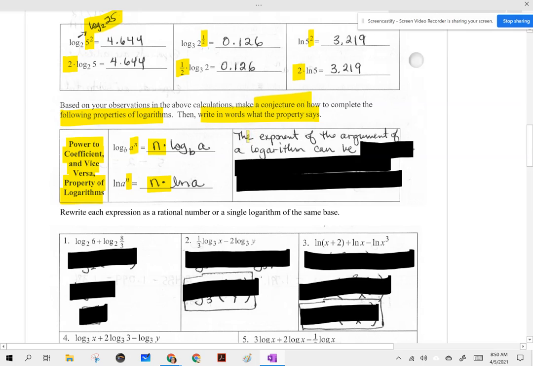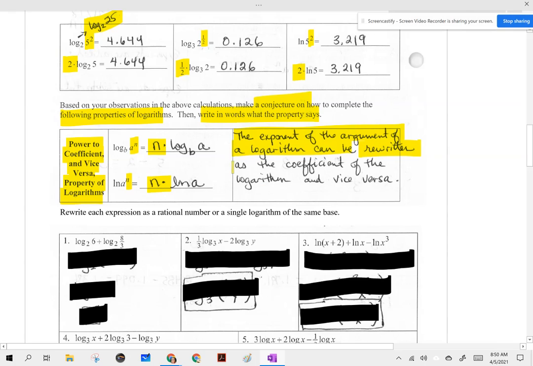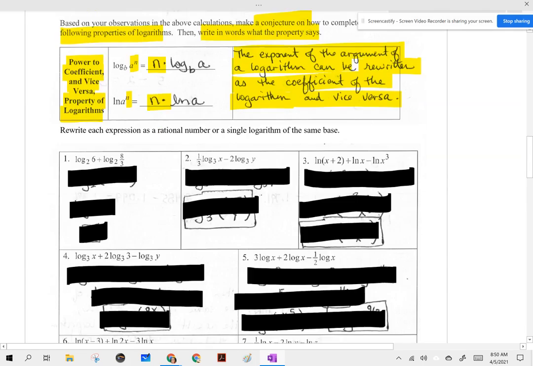So the exponent of the argument of the logarithm can be rewritten as the coefficient of the logarithm and vice versa. So again, if I had a coefficient of a log, I could rewrite that as an exponent of the argument. All right, so on 1, it says rewrite each expression as a rational number or a single logarithm of the same base. So let's take a look at this.